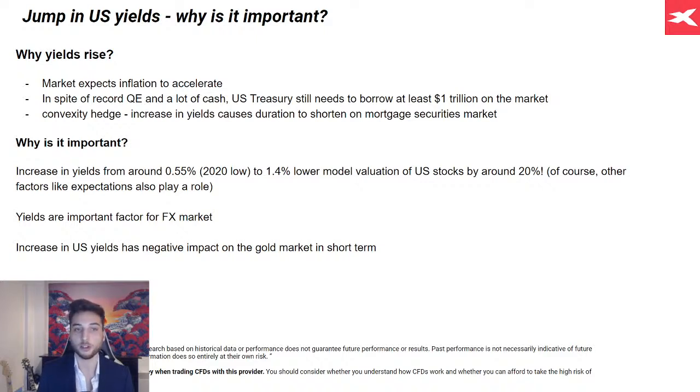And we are having something called a convexity hedge, which is an increase in yields that caused duration to shorten on the mortgage securities market. Why is this important? Because the increase in yields from around 0.55%, which is last year's low, to 1.4%, which is the current level, lowered model valuation of US stocks by around 20%. Of course, other factors like expectations also play a role, meaning that it is used as a cover for inflation.